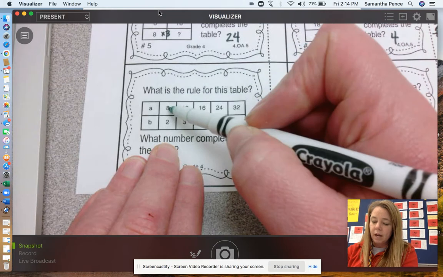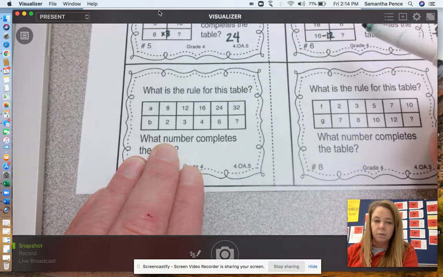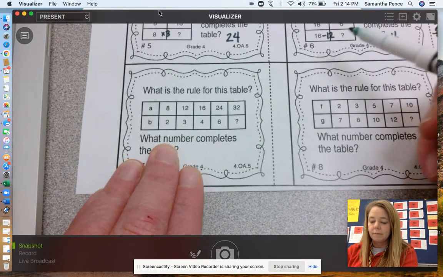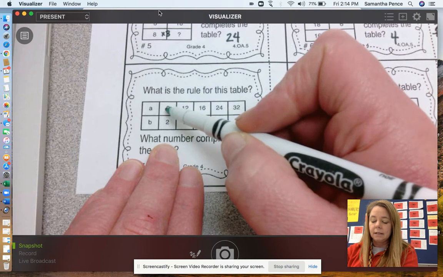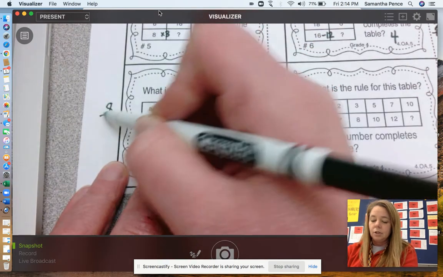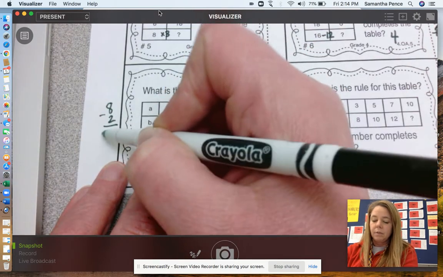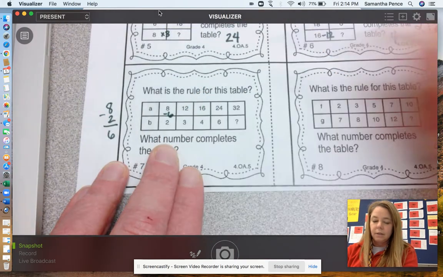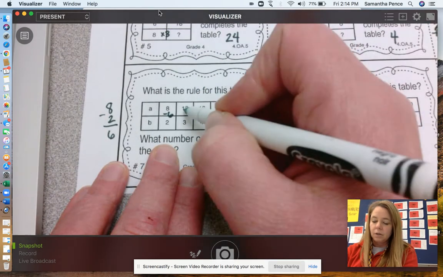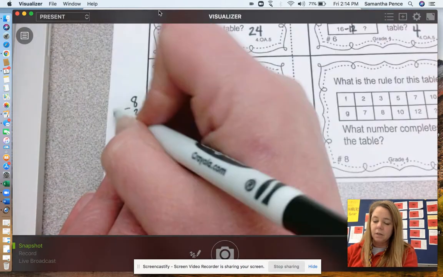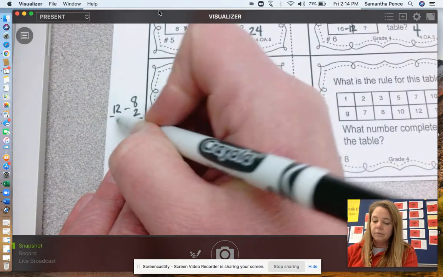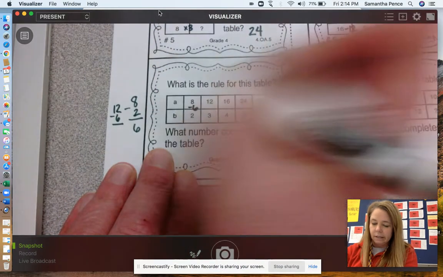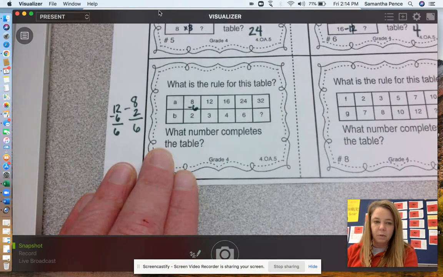I'm going to ask myself, how do I get from 8 to 2? Or what would I need to subtract? I'm thinking 8 to 2, I would be subtracting 6. Well, let's see if that's going to work. 12 minus 6, is that going to be 3? I know that 12 minus 6 is 6. So that's not going to be my rule.